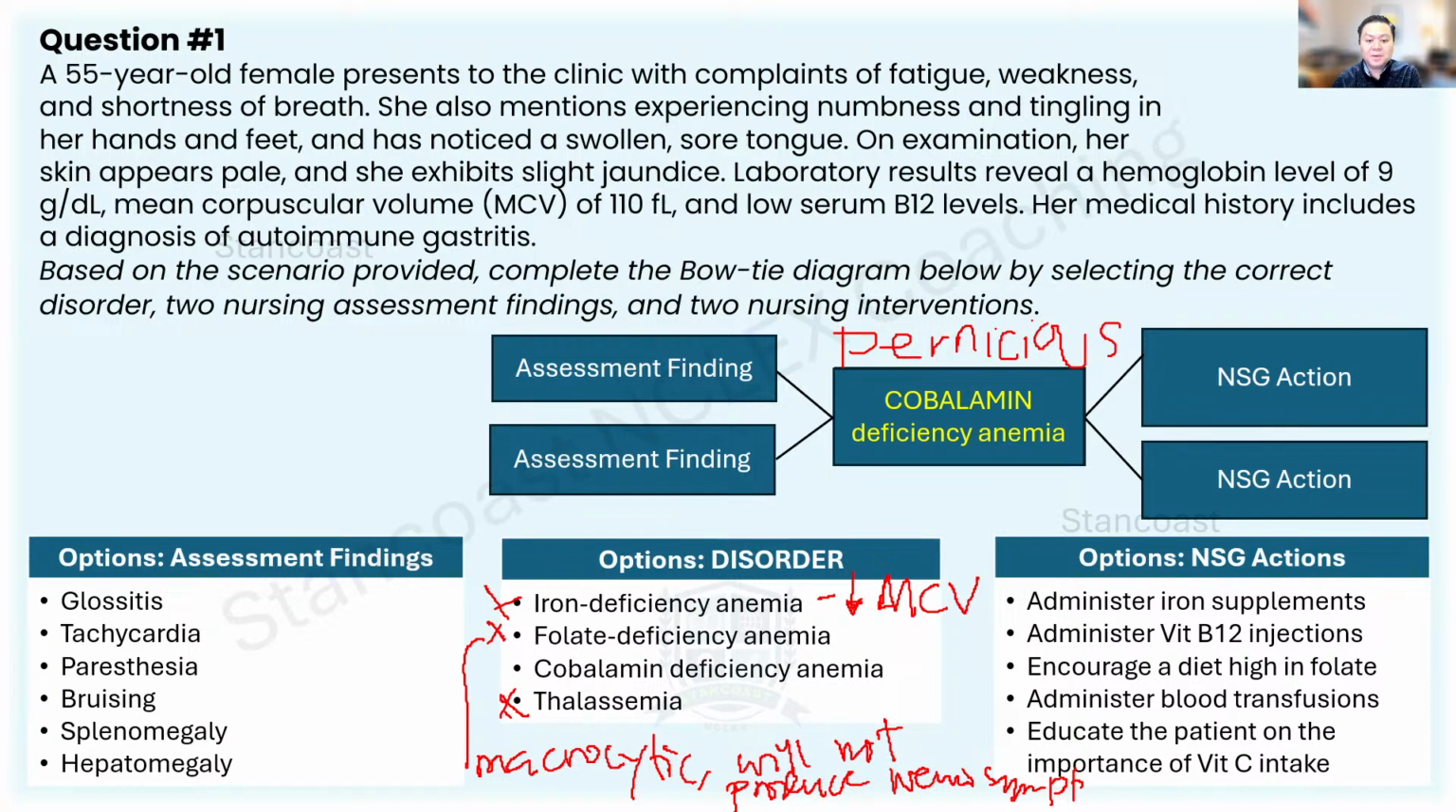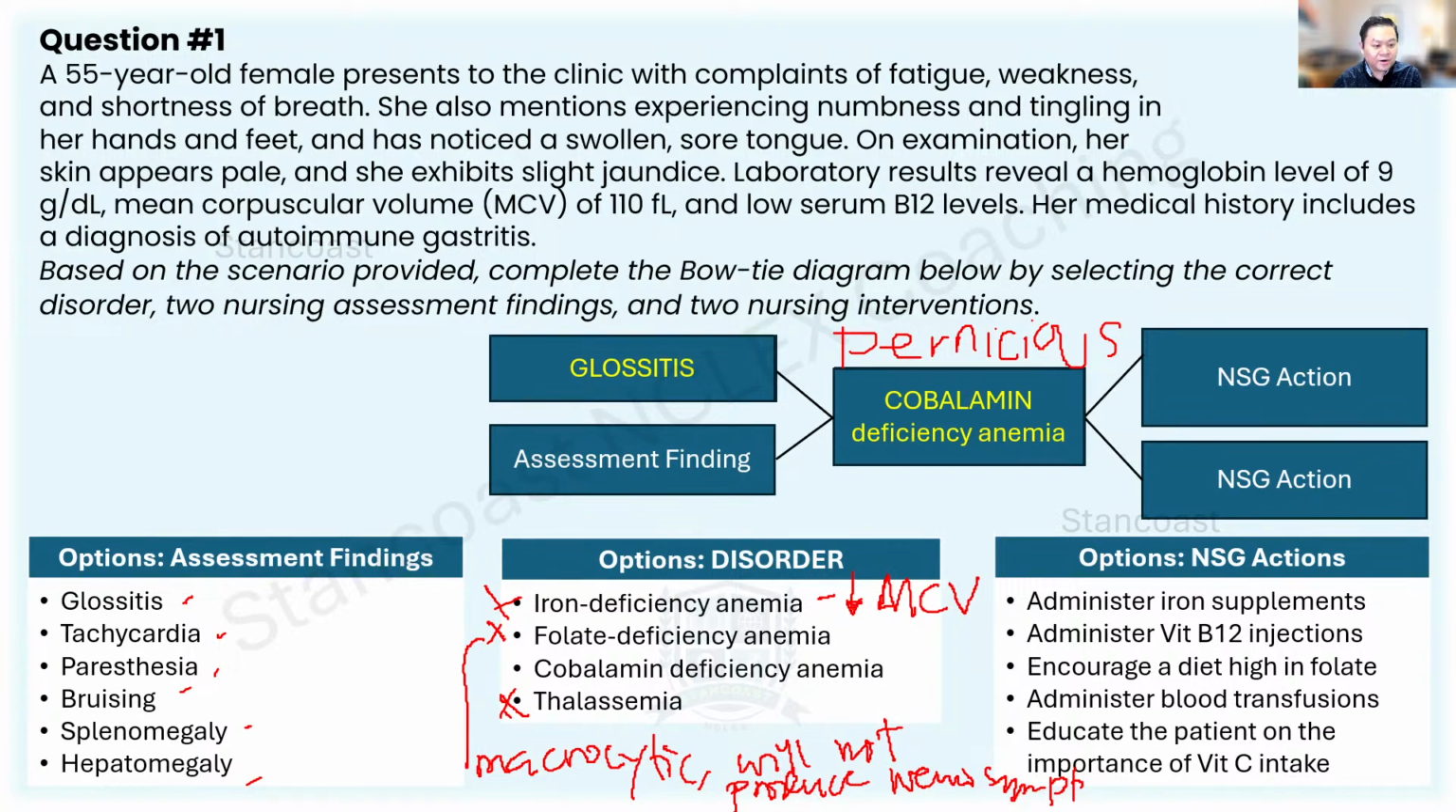Now, talking about the nursing assessment findings, what are those two assessment findings that will support the cobalamin deficiency anemia or the pernicious anemia? Well, looking into the options here, we have glossitis, tachycardia, paresthesia, bruising, splenomegaly, hepatomegaly. Well, the glossitis will be assigned to this. So there's that glossitis, which is basically the inflammation of the tongue. Okay. And this is because of the impact of the vitamin B12 on the mucosal cells.